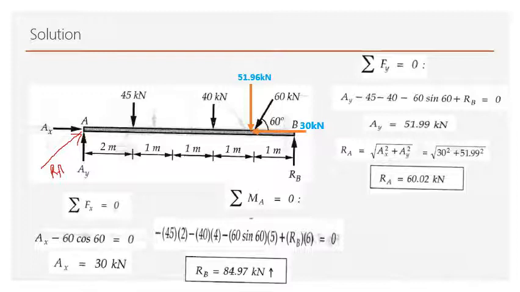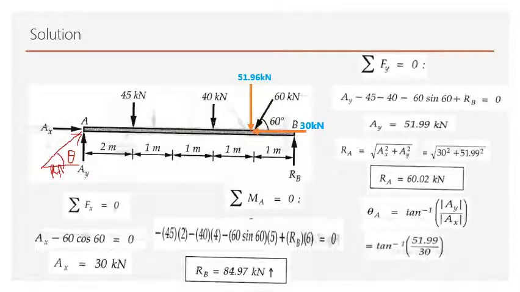Not only the reaction, we have to find the angle of inclination, that is theta. So we know that tan theta is Ay by Ax, or theta is equal to tan inverse Ay by Ax. Substitute Ay as 51.99, Ax as 30. We get theta as 60.01. All three conditions of equilibrium you have to apply.